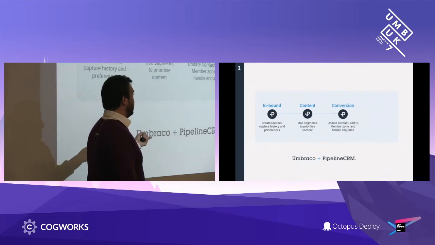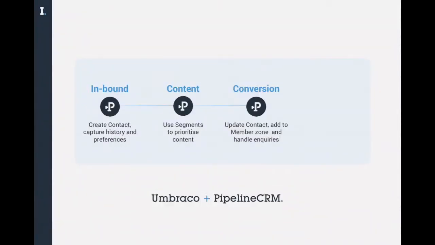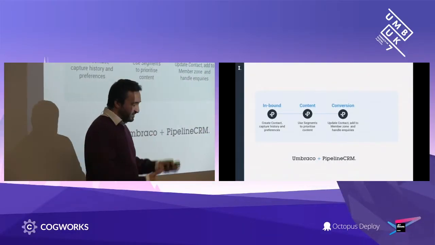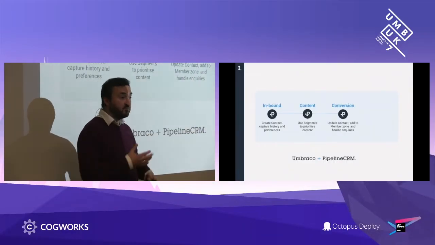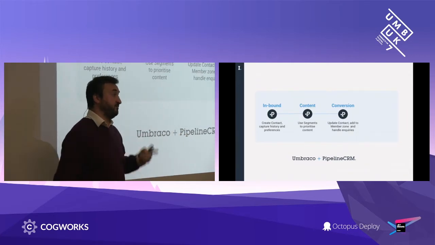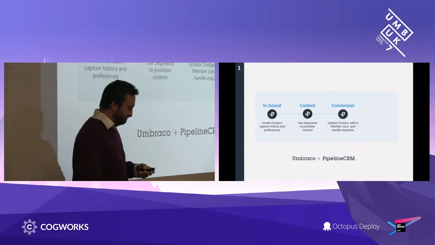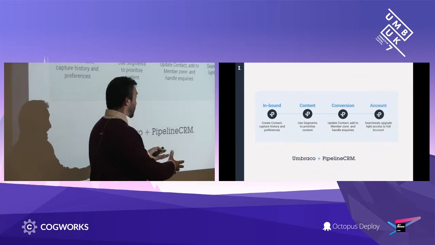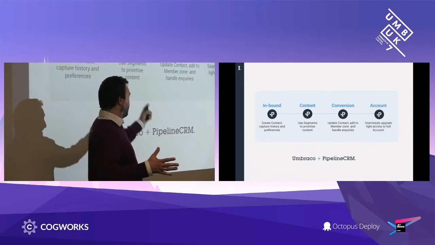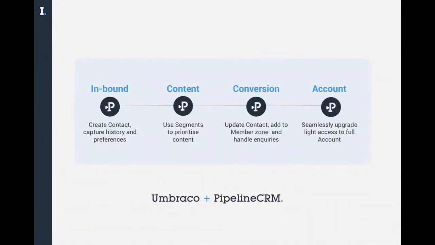When the conversion happens, we update that contact, so we start enriching it. Although up to here the contact is anonymous, at that point, we start updating them, we create a member area for them, we give them a login so that they can pick up where they left off. Remember that the conversion is a multi-event process. And the last one is that we create an account, seamlessly upgrading their access to the member zone to give them access to their full account.